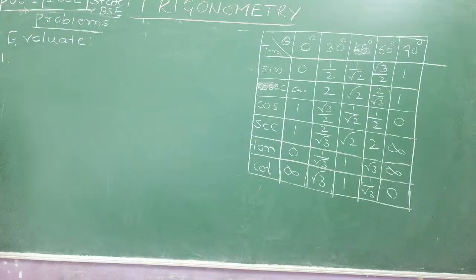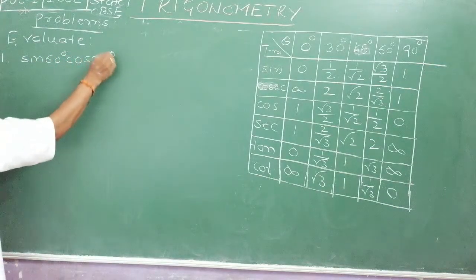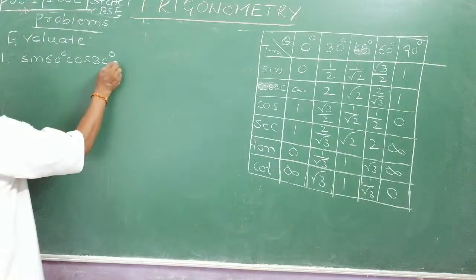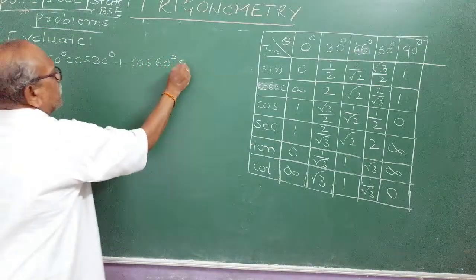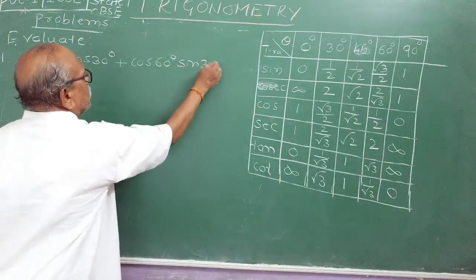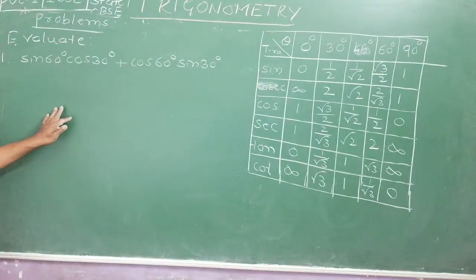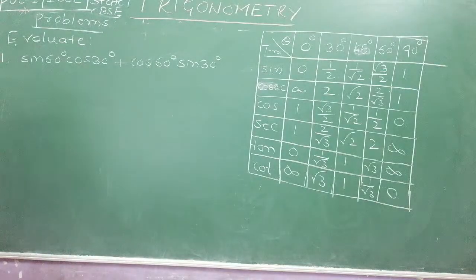I will solve few problems today. Sin 60 into cos 30 plus cos 60 into sin 30. It is a very simple and easy topic, my dear students. You just have to substitute the values from the table and simplify. You can solve. Try now.